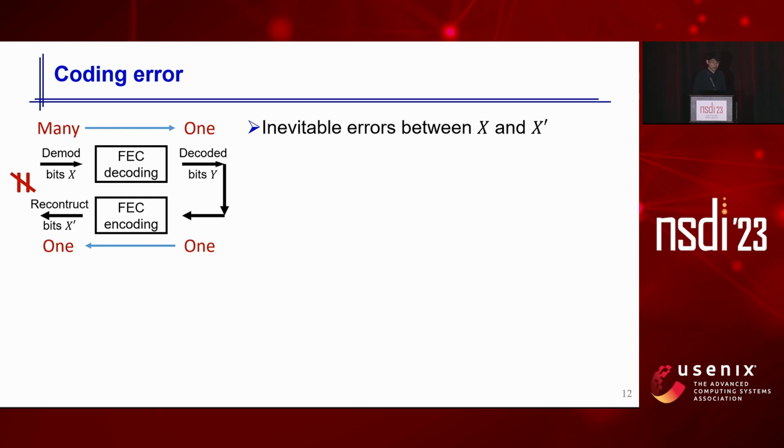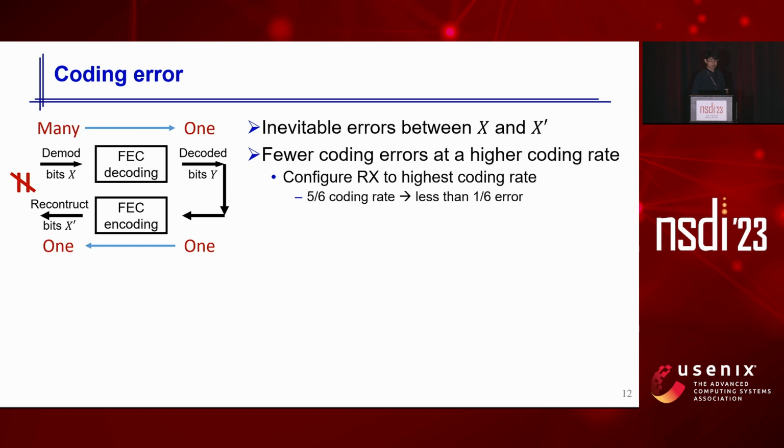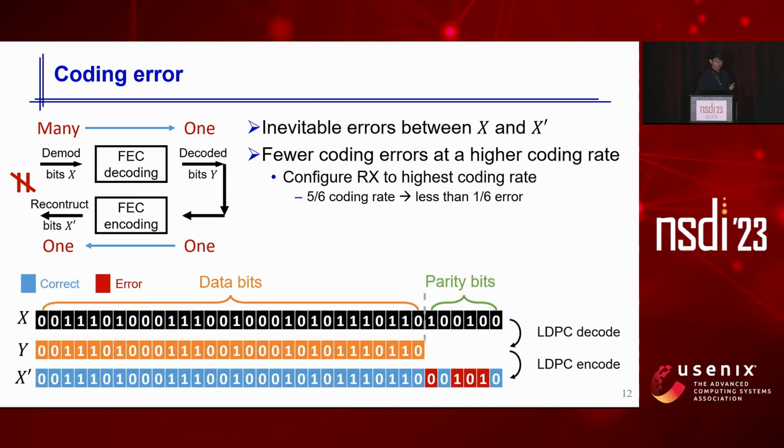So we try to address this problem through two steps based on two observations. The first observation is that there will be fewer coding errors when the receiver is working with a higher coding rate. Therefore, we first configure the receiver to work at the highest possible coding rate in order to minimize the number of coding errors. Here is an example of LDPC coding with the 5/6 coding rate.